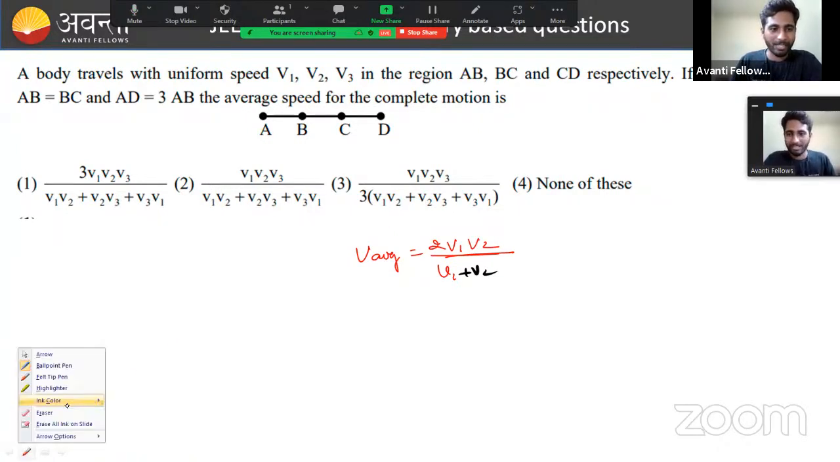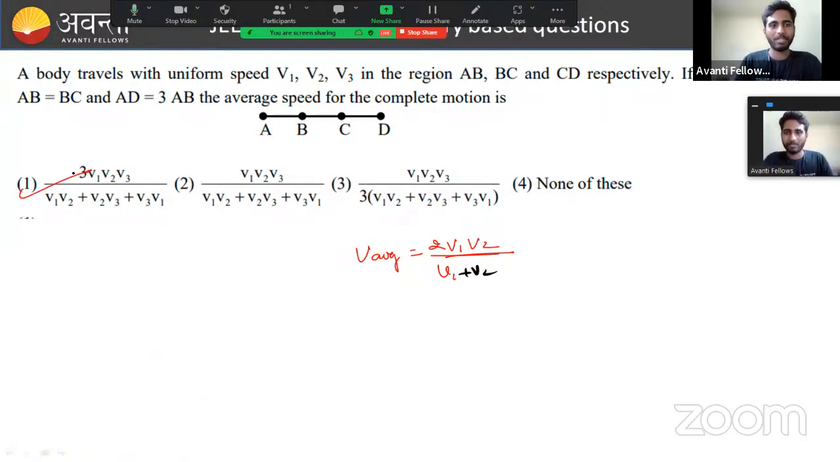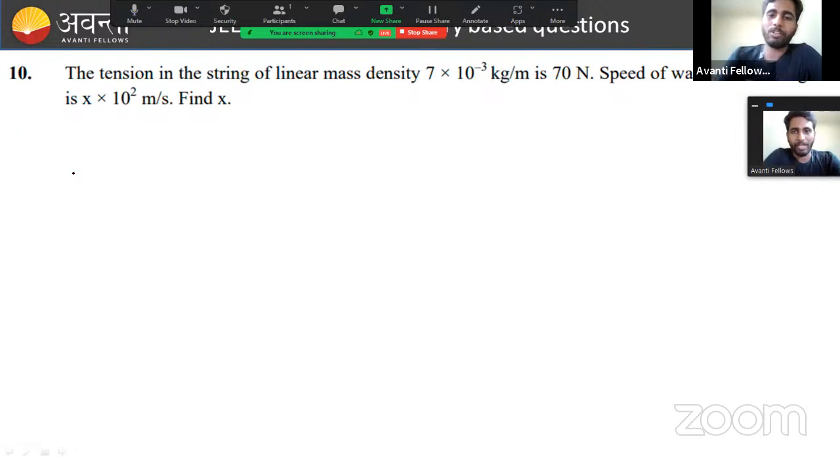Next, look at this equation. Here the value will be 3 times v1 v2 v3 divided by v1 v2 plus v2 v3 plus v3 v1. This is a direct question. Distance by time taken, you take the values and calculate this one.